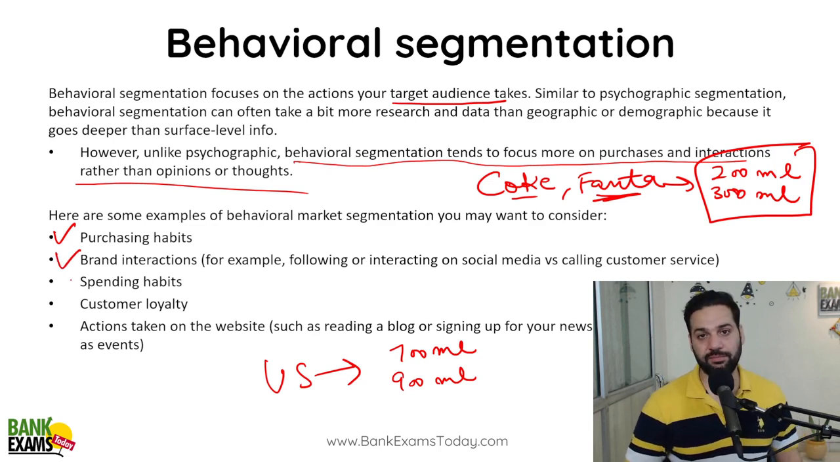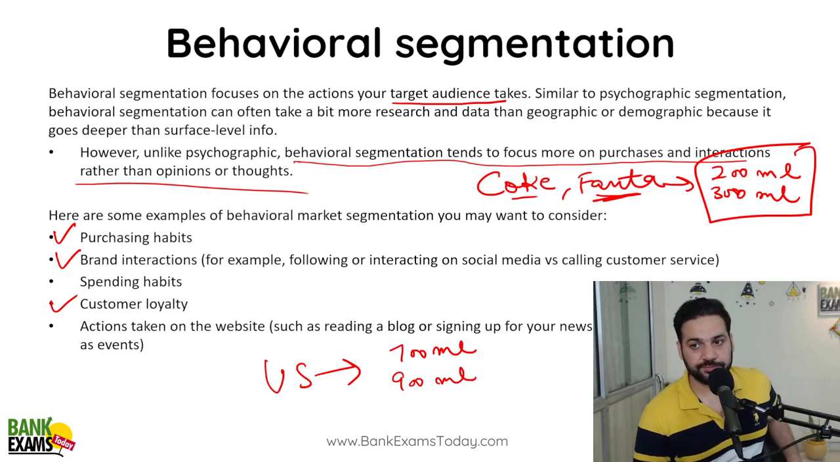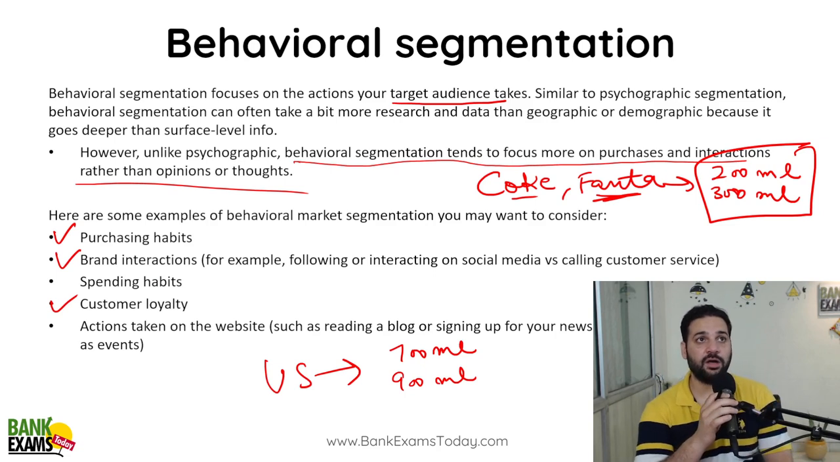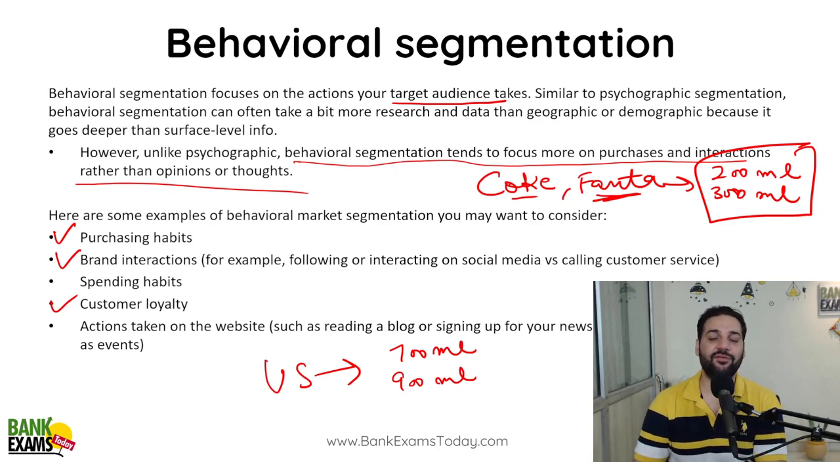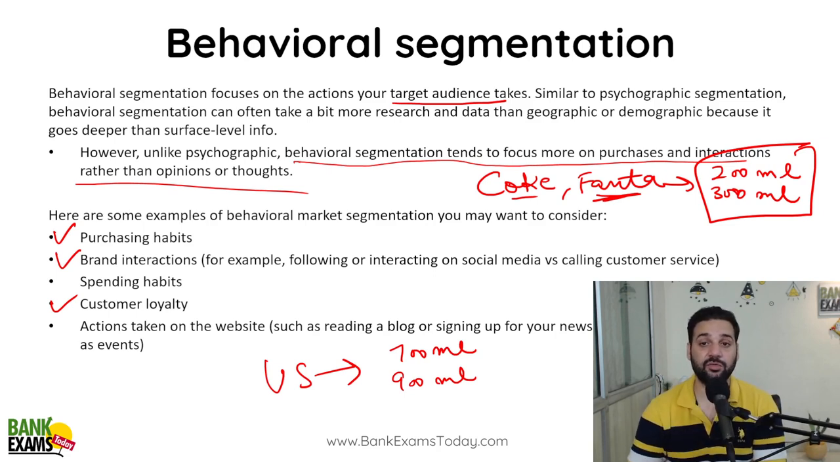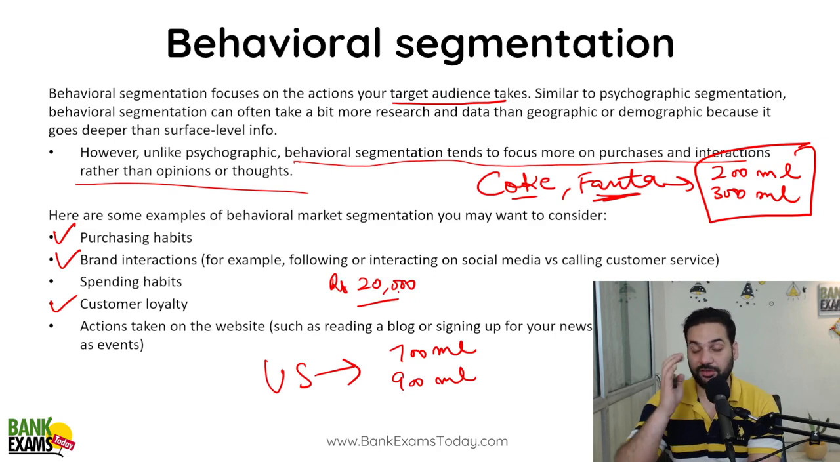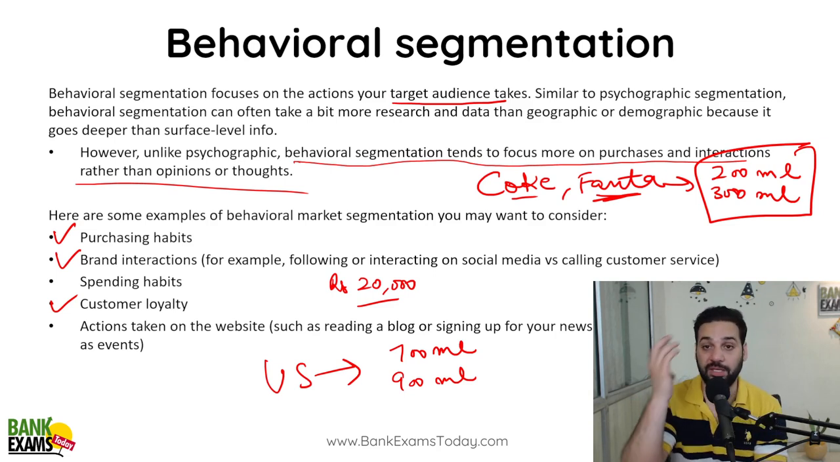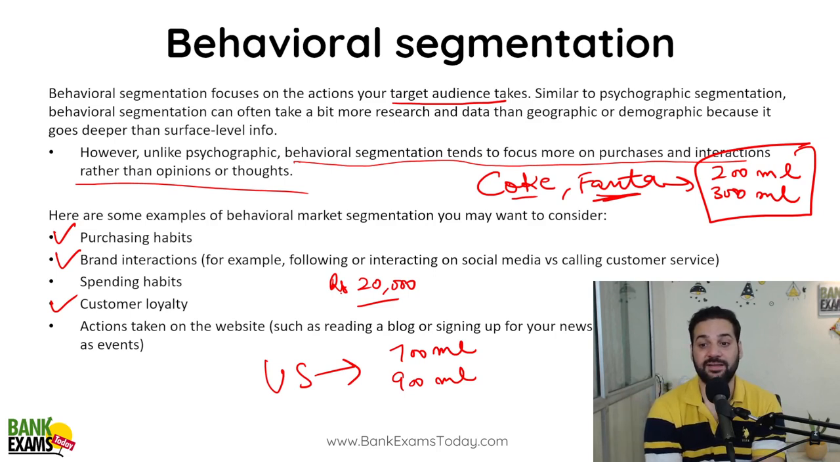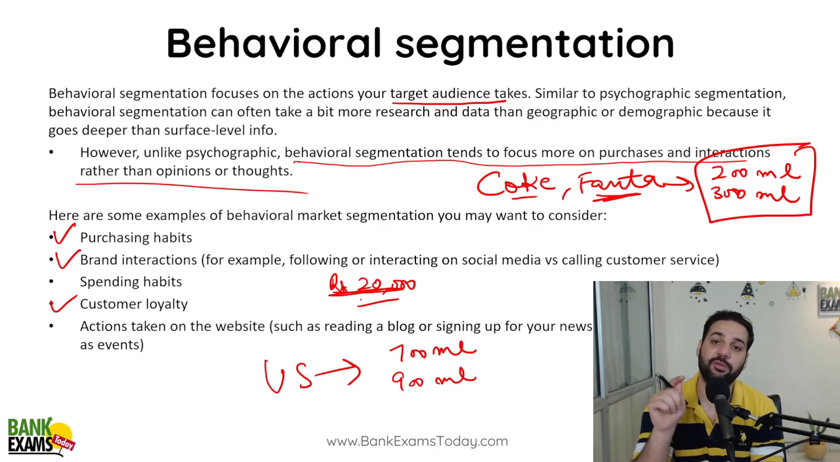Or brand interaction. How do you actually interact with the brand and your loyalty? So what kind of phone do you use? At the end of the day, what's in your mind while you are buying a phone? Jab aap ek phone khareedne jaate ho, to aapke mind mein kya hota hai? Let's assume you have 20,000 rupees in your pocket. Theek hai? Pehli to baat, this is your behavior. You may like iPhone 14 Pro Max, but you don't have 150,000 rupees, right? That may be your expectation, but this is the money that you have. This is your behavior.